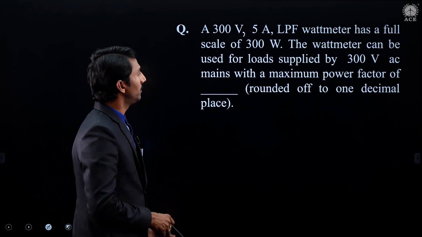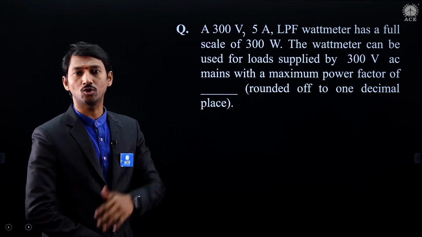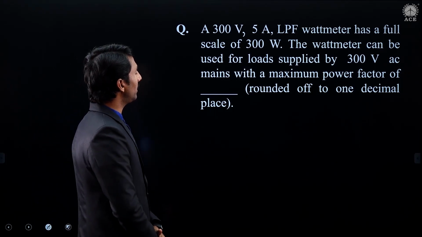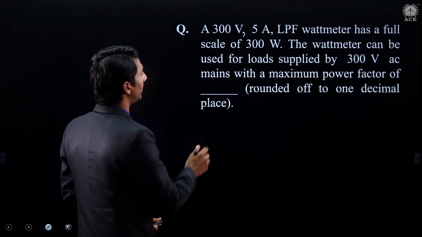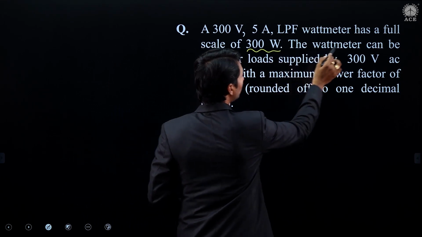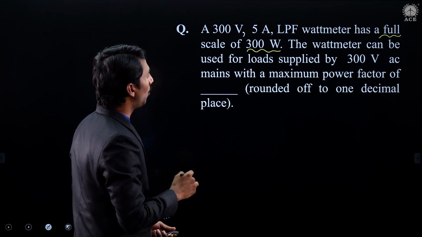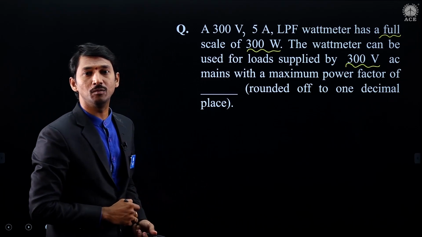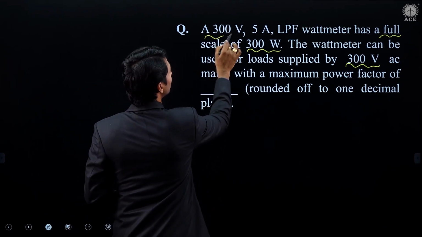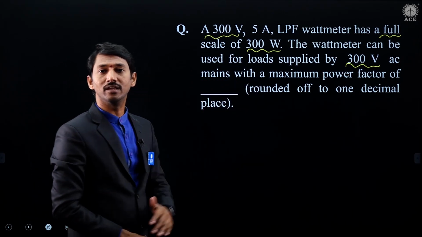Clear? The next question from the measurement subject is from the LPF wattmeter topic, nothing but the wattmeter topic. What is the given data? A 300 volt 5 ampere LPF wattmeter has a full scale of 300 watt. So the full scale value is 300 watt. The wattmeter can be used for loads supplied by 300 volt AC mains. Its voltage rating is 300.